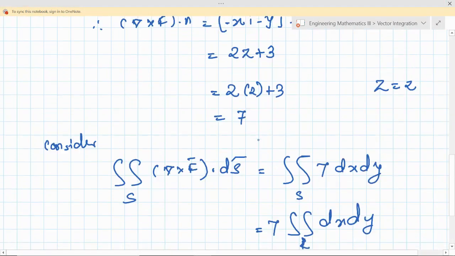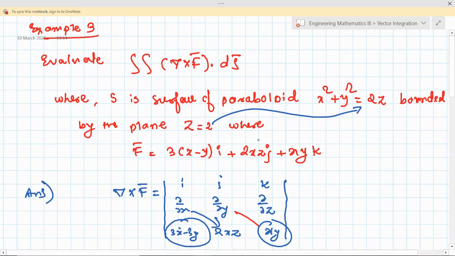Okay, so hope you understand this. Is there any doubt in this question? So this is about the Stokes theorem. It is very simple, you just need to focus and practice more and more questions related to this.